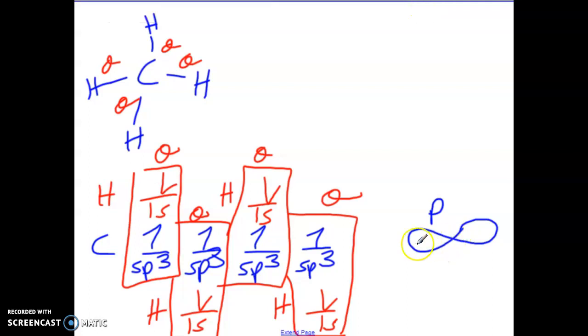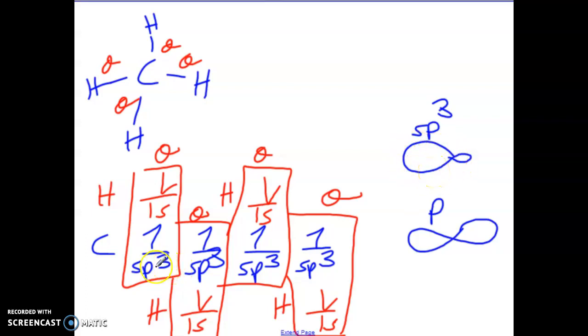So a peanut looks like this. Now what an sp3 looks like is essentially one end of the orbital is much fatter or bigger than the other end. So actually when we're drawing sp3, we don't draw this little end, but more so focus on the big lobe.